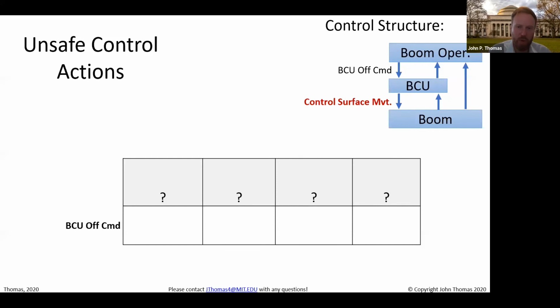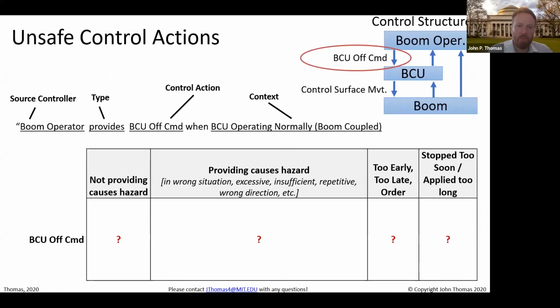Do you remember the 4 ways a control action can be unsafe? What if it's not provided? What if it is provided? What if it's too early or too late? What if it's stopped too soon or applied too long? Remember I talked about subcategories in that second column there? Some things we might want to think about is what if it's provided in the wrong situation? What if it's provided excessively somehow? Is that possible? Do we care? Can it be provided insufficient in some way? Can it be repetitive? Can it be provided in the wrong direction? These might be interesting cases to consider.